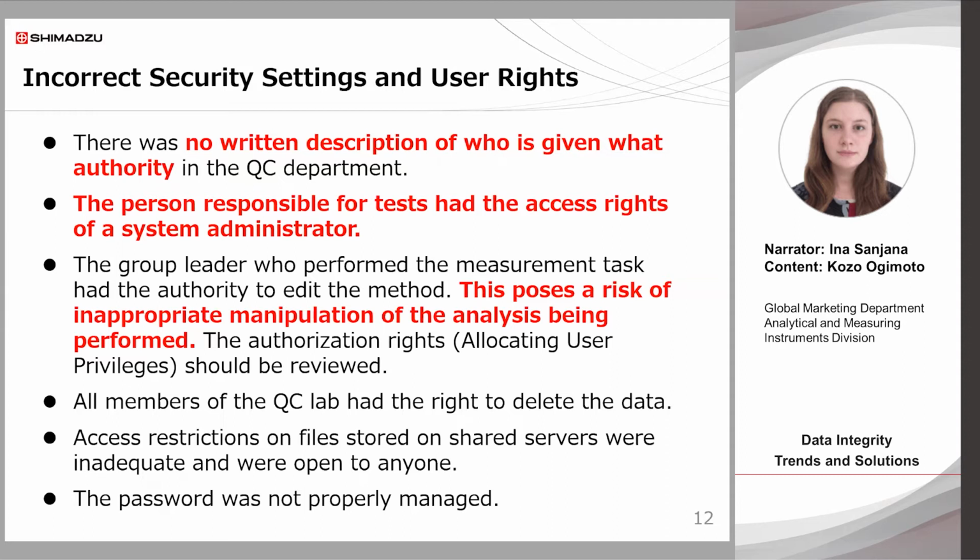The group leader who performed the measurement task had the authority to edit the method, as described in the access control section of the PICS GMP guidelines. This indicates that unnecessary authority was given to the person in charge, and in this case there is a risk that the person may manipulate data by mistake and alter testing methods. Other problems with security settings include all QC lab members having the right to delete data, and the password was not properly managed.